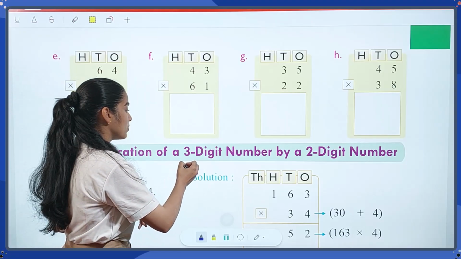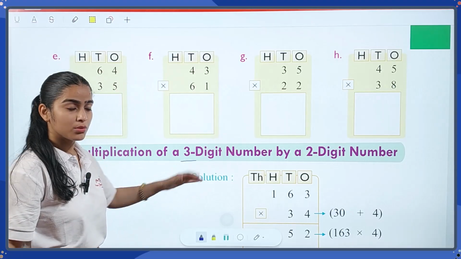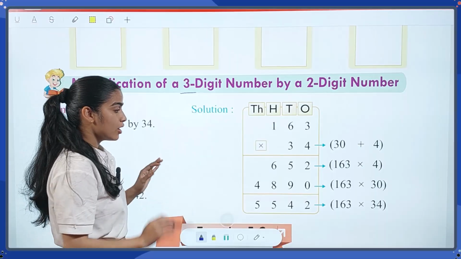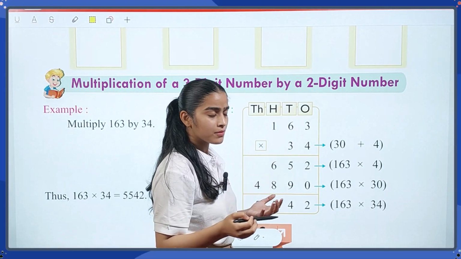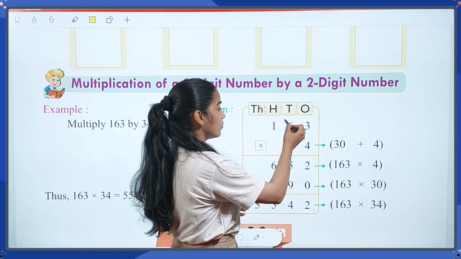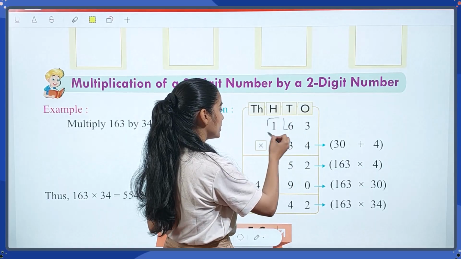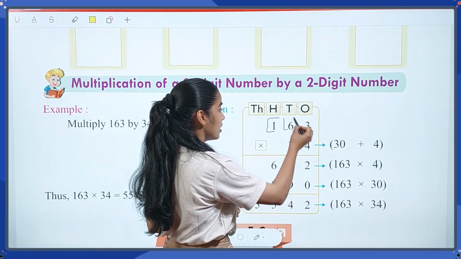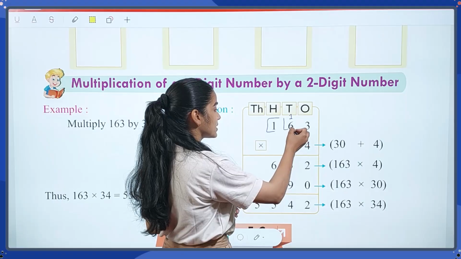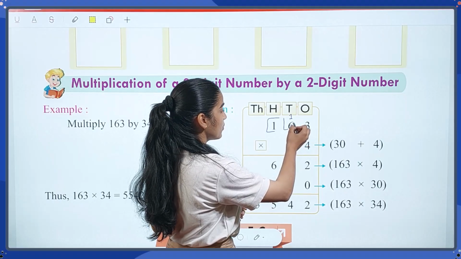Now when we have to multiply a 3-digit number by a 2-digit number, the same process we have to apply here. Don't be confused. In the above section we read the table for only the 2-digit number, but now we have to read the table for the 3-digit number. So 4 multiplied by 3, 12. 1 would be there. 4 multiplied by 6, 24. 24 plus 1 is 25.